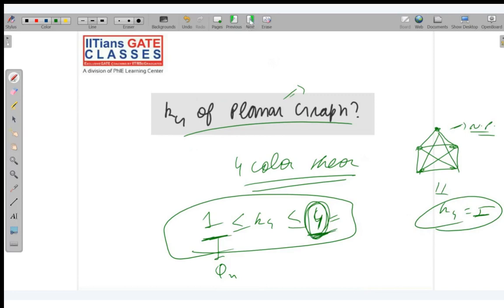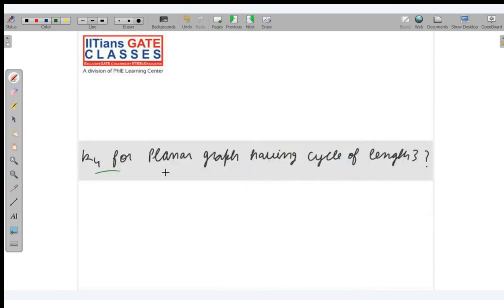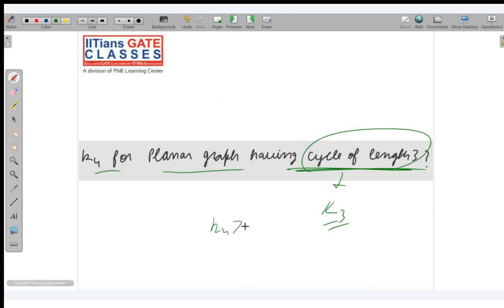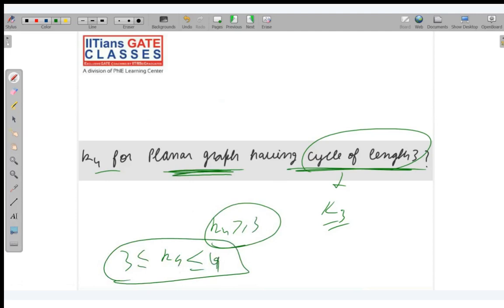So kg for a planar graph having a cycle of length 3. Directly or indirectly they want to say a cycle of length 3, which means K3 is present as a subgraph, so the chromatic number will be greater than or equal to 3, that is for sure. And they are saying planar also, so kg will be between 3 and 4, that is the range.